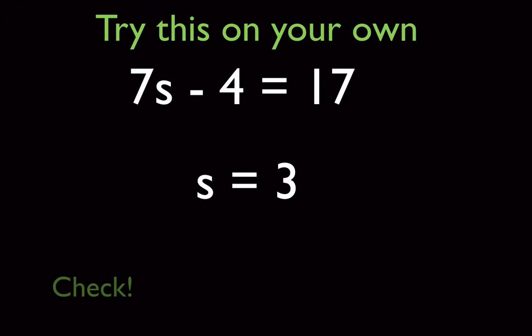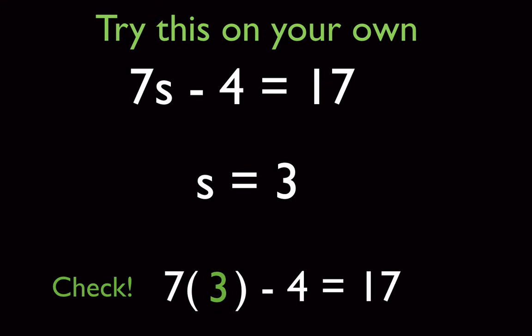Okay, so now I'm going to plug that 3 back into my original equation. 7 times 3 is 21. 21 minus 4 is 17. So we know our answer is correct.